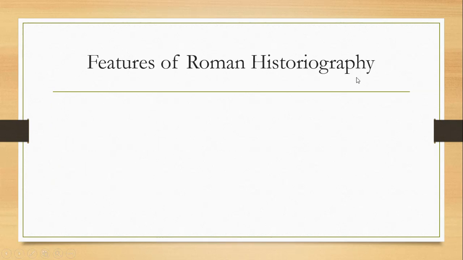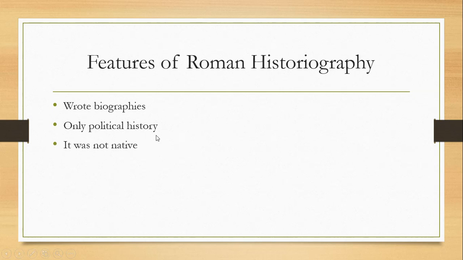So let's see the features of Roman historiography. First of all, they wrote biographies, about a person and about events. They mostly focused on people, administrators, leaders. They wrote about wars, conquests. Everything was like biographies and political history. They did not focus on the economic part or the social part. None of them got much importance. Only political history they wrote. Basically, the glorious deeds of leaders they wrote.